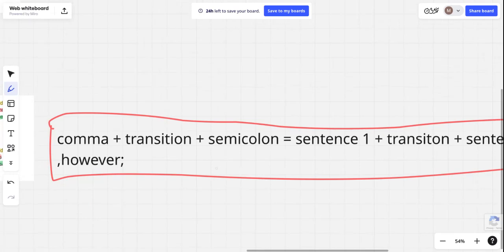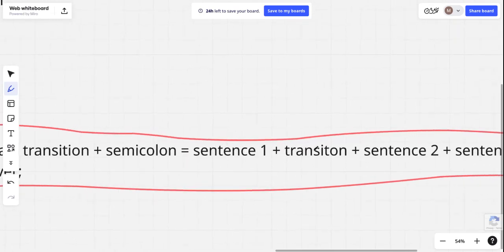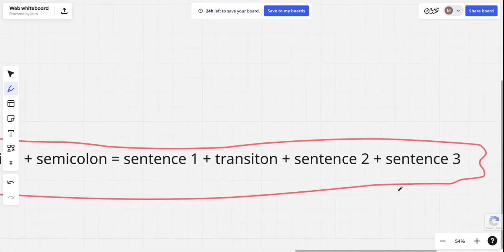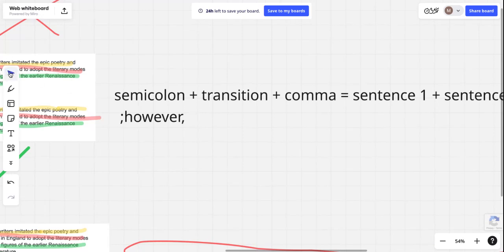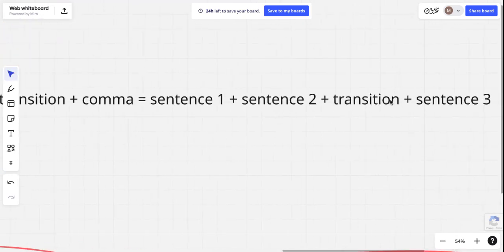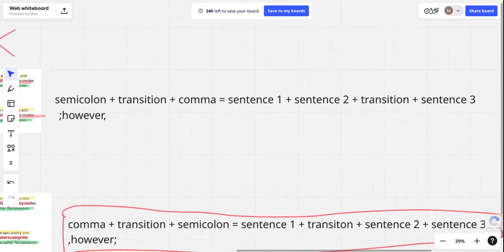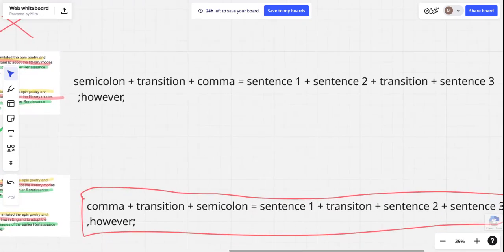So here's how I remember it. If you have the comma plus transition plus the semicolon, it's sentence one plus the transition plus sentence two plus sentence three, right? But if it's semicolon, then transition, then comma, then it's sentence one plus sentence two, then the transition, then sentence three. So it is case by case. Not every single time is going to be comma, transition, semicolon.